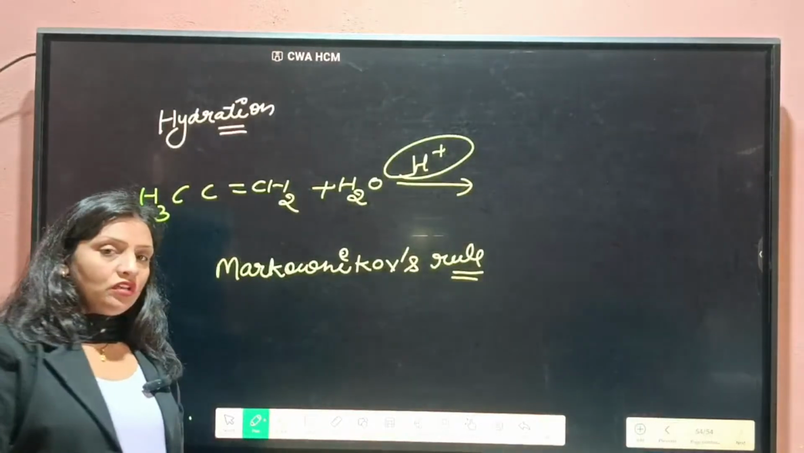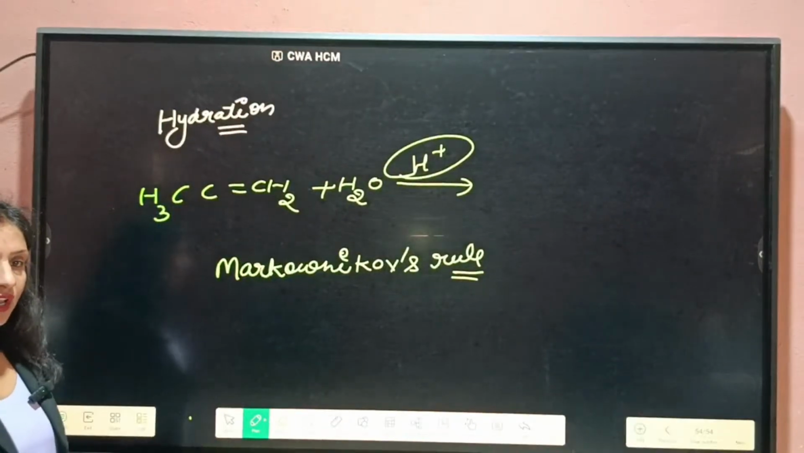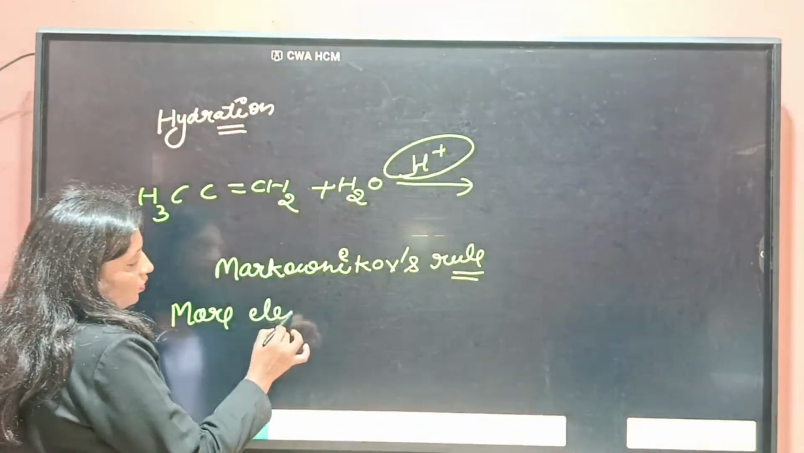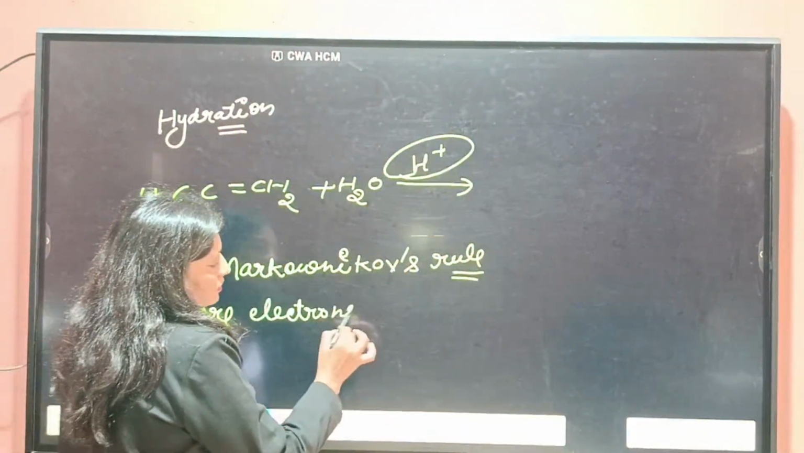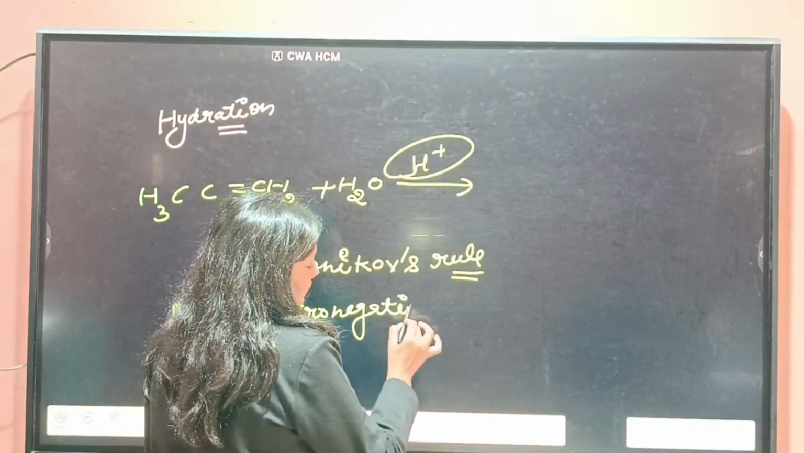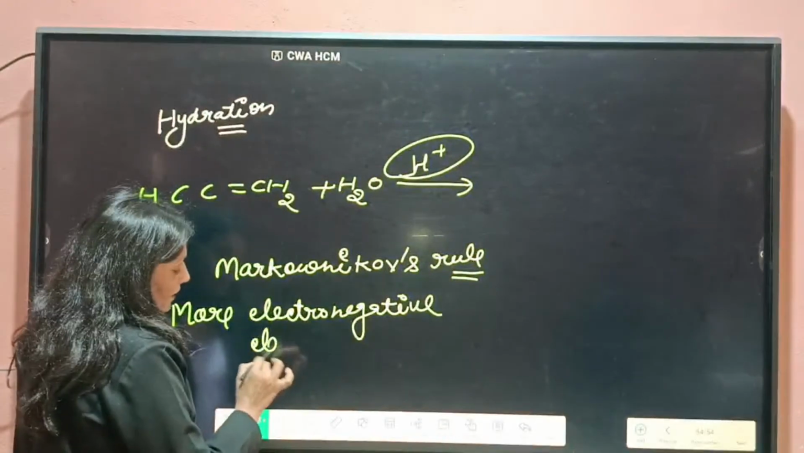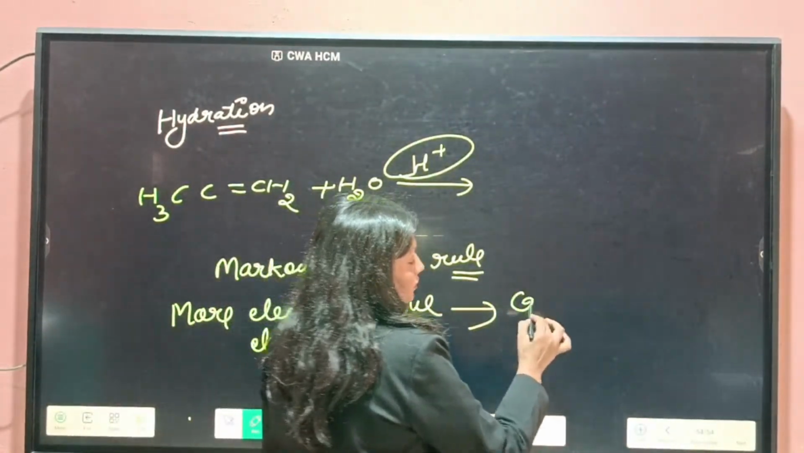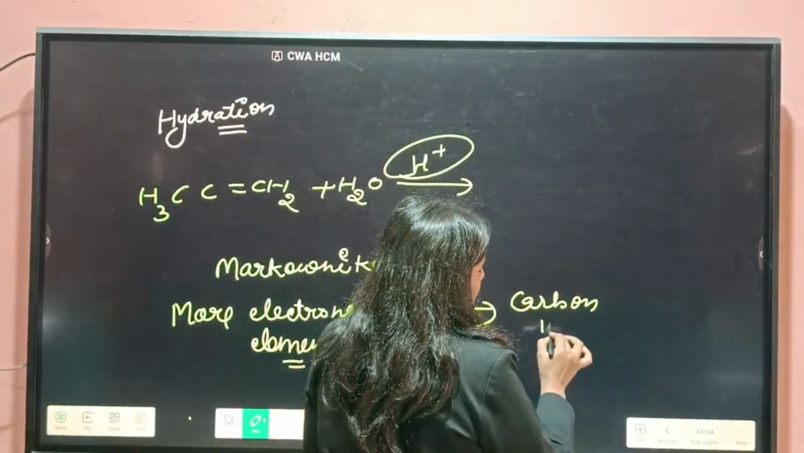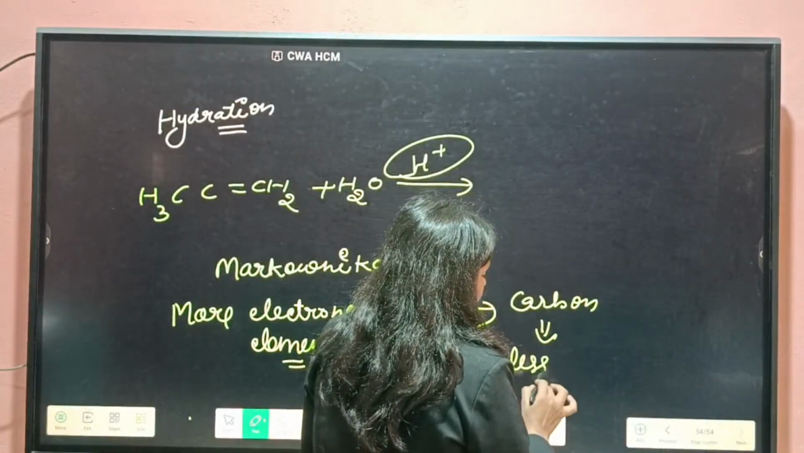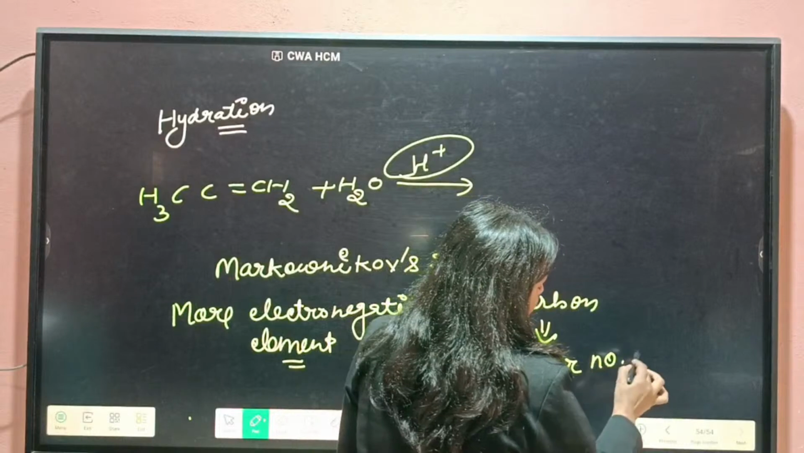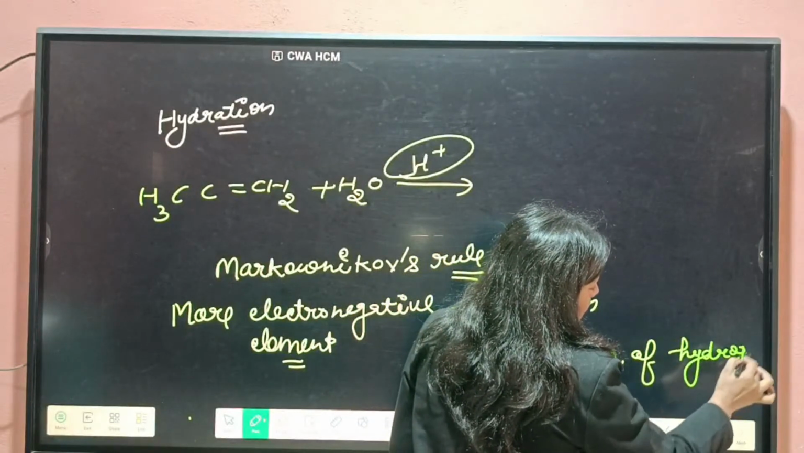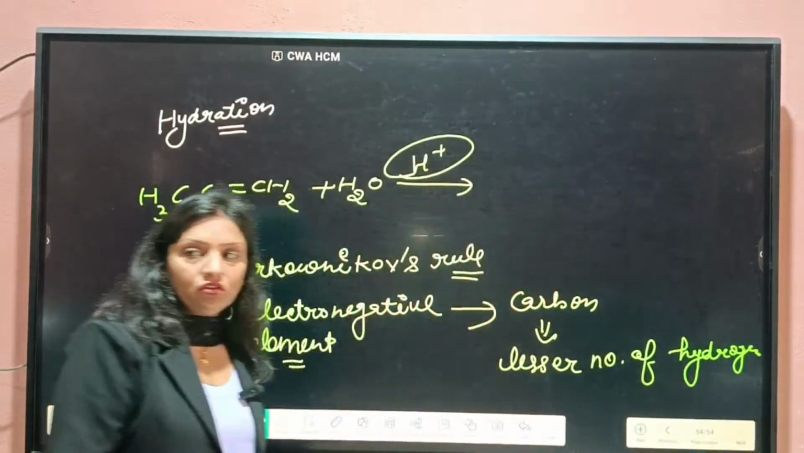What was Markovnikov's rule? The more electronegative element will be attached to which carbon? The carbon which has the lesser number of hydrogens. That was Markovnikov's rule.